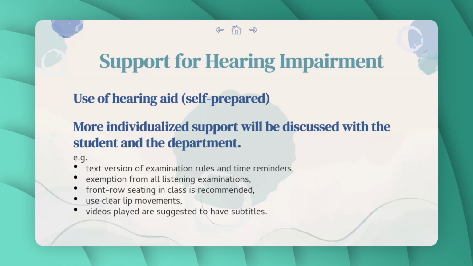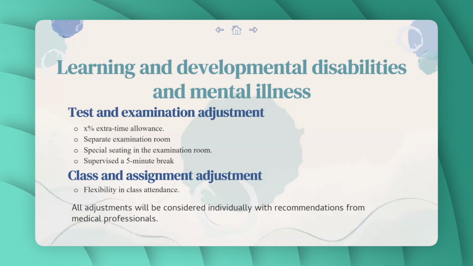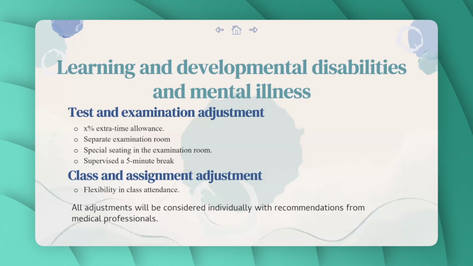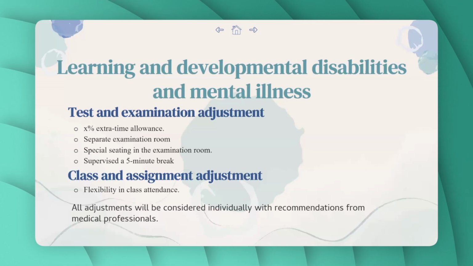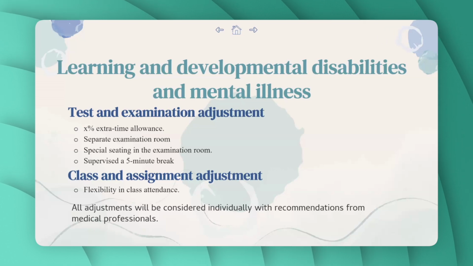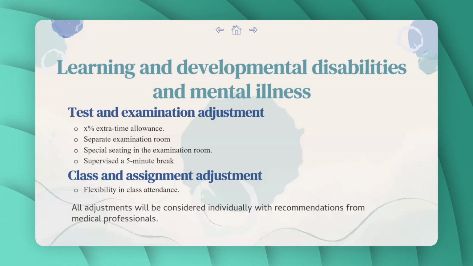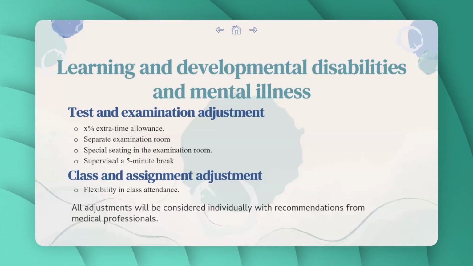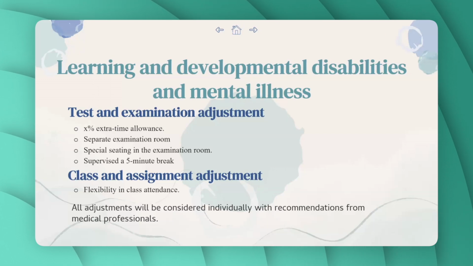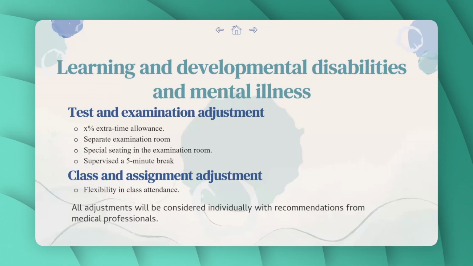Next, other than the visual and the hearing, when the student has learning and developmental disabilities or mental illness, usually there are 2 types of adjustment. First one, test and examination adjustments. This is what I put here. It's not all, it's just an example of the popular ones. Maybe you have come across before, like extra time for examinations, usually a certain percentage, or they request a separate room. Some need special seating, or some need a break.